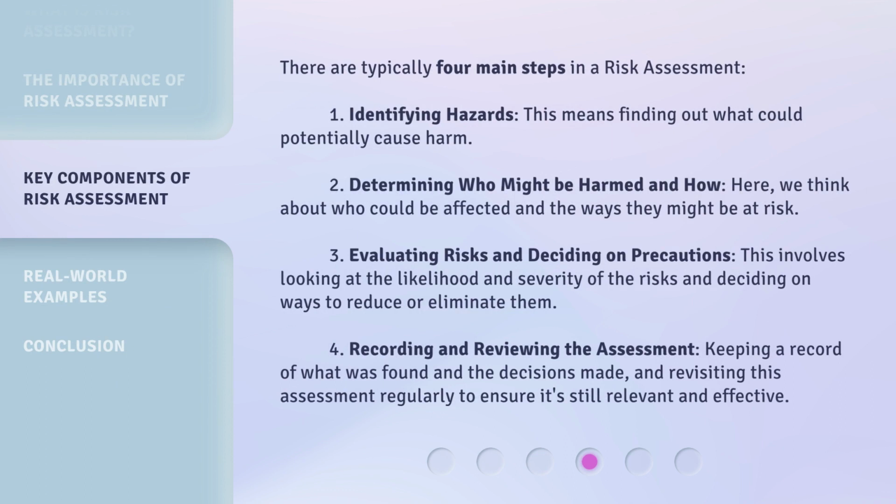There are typically 4 main steps in a risk assessment. 1. Identifying hazards. This means finding out what could potentially cause harm. 2. Determining who might be harmed and how. Here, we think about who could be affected and the ways they might be at risk. 3. Evaluating risks and deciding on precautions. This involves looking at the likelihood and severity of the risks and deciding on ways to reduce or eliminate them.